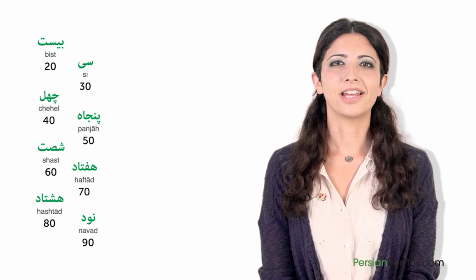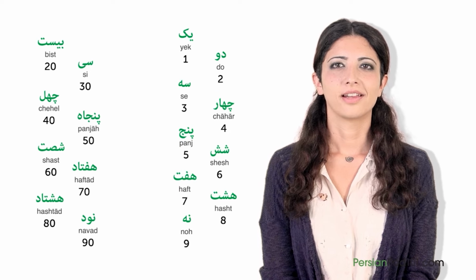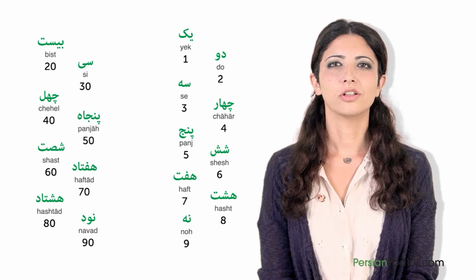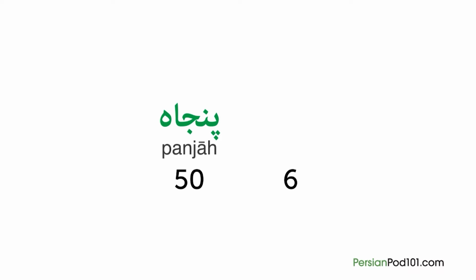The last thing to learn today is how to form compound numbers above 20. This is also super easy. Take the tens and add any number from 1 to 9. Then, just put the particle O between them. So, how would you say 56 in Persian? Let's take it step by step. 50 is پنجاه, and then you add the particle O in the middle, before adding 6, شش.